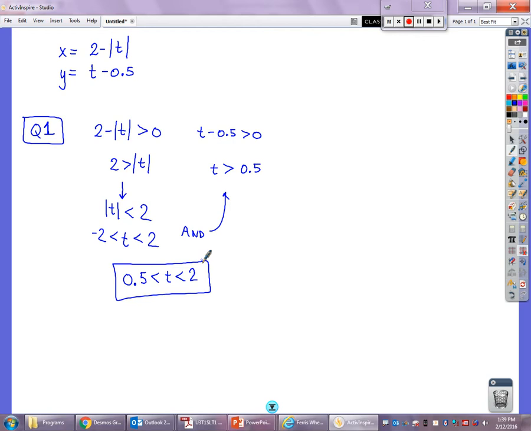Okay, what about quadrant 2? What's true about x and y coordinates in quadrant 2? Yeah, this time x is less than 0, and y is greater than 0.